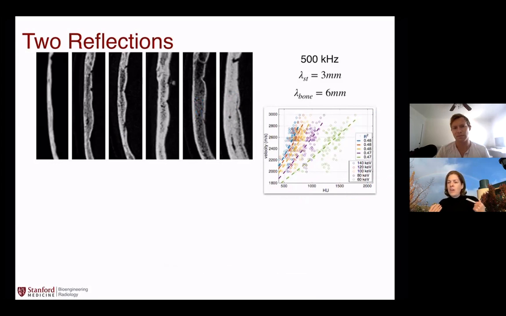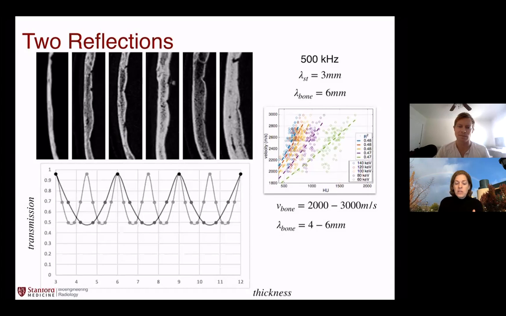So when you start thinking about what we talked about before, where if the thickness is exactly lambda over 2 you can have complete transmission, well, what lambda are we talking about? Because there's a range of velocities. So the wavelength in bone is now going to be something like 4 to 6 millimeters, given that range of velocities. If it's 4 millimeters, you get one set of transmission curves. If it's a 6 millimeter wavelength, you get a different set of transmission curves. And in actual fact, the wavelength is changing as it's going through the bone.